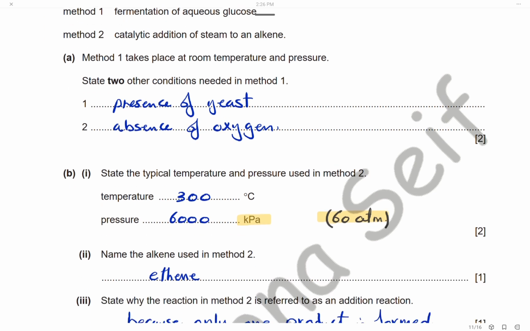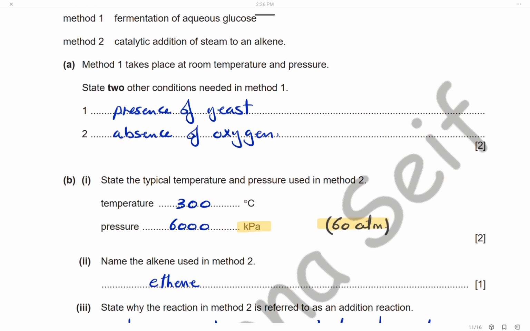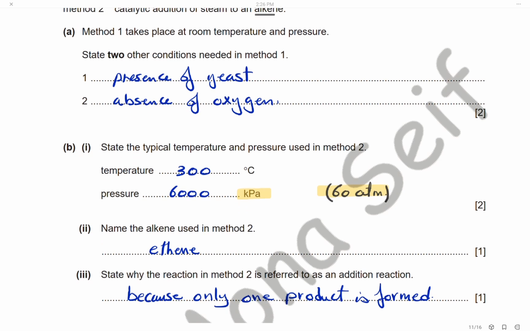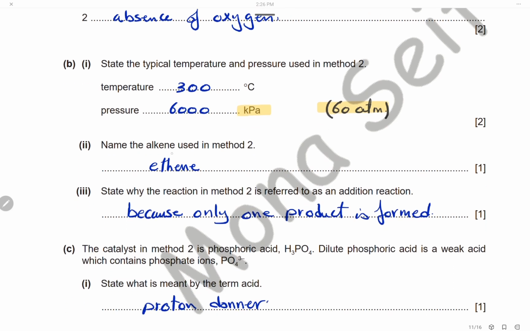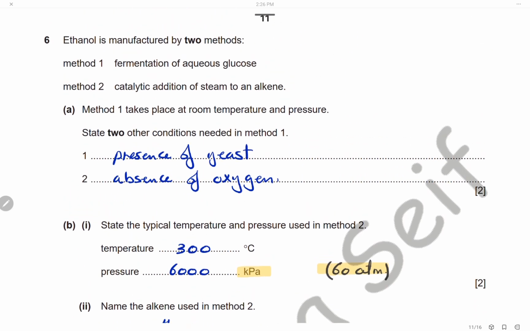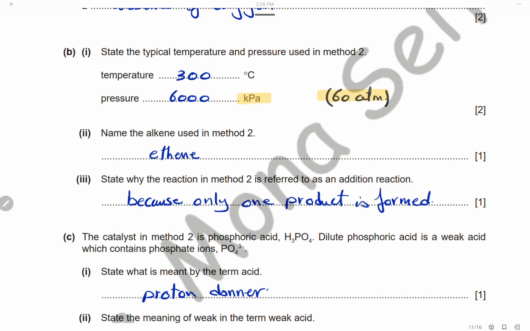Typical temperature and pressure used for method 2, which is the catalytic addition of steam. The temperature is 300 and the pressure is 60 atmospheres, or we can convert it into 6,000 kilopascal. To convert atmospheres to kilopascal, we have to multiply by 100, so it is 6,000 kilopascal. Name the alkene used in method 2. Of course, we're preparing ethanol, so the alkene is ethene.